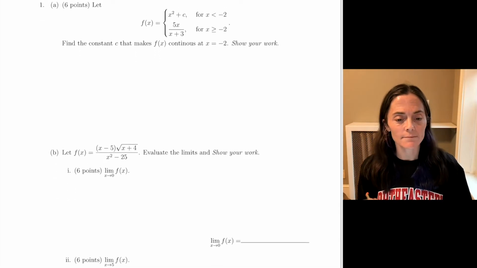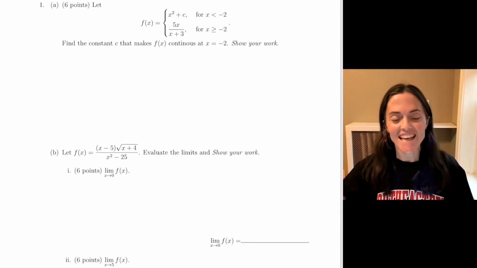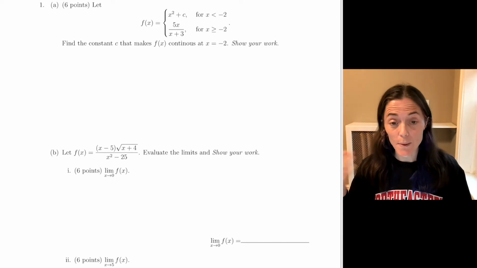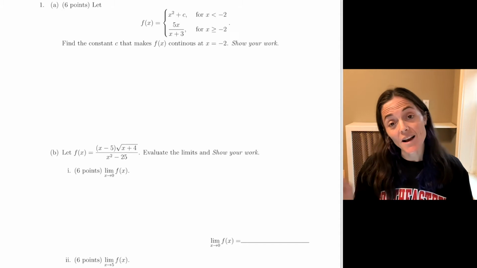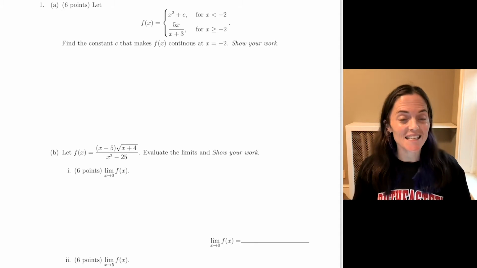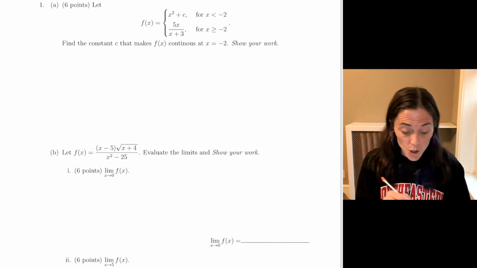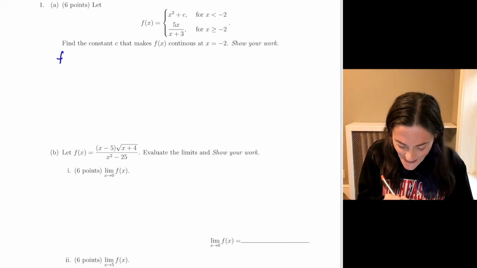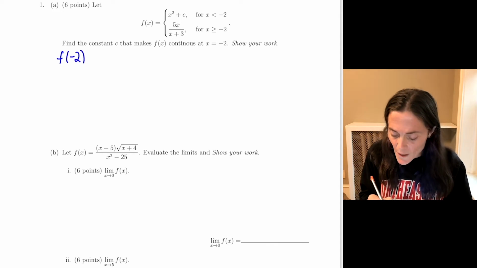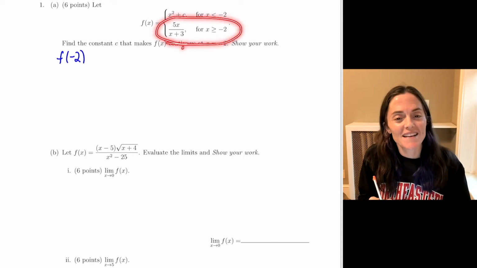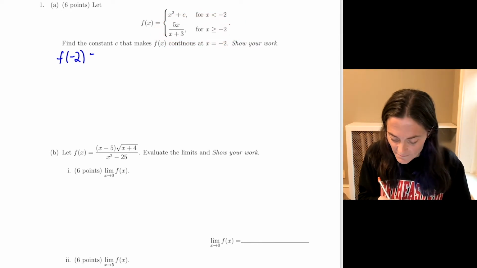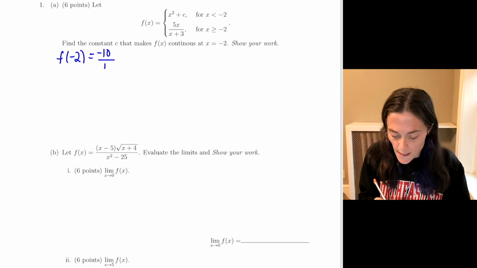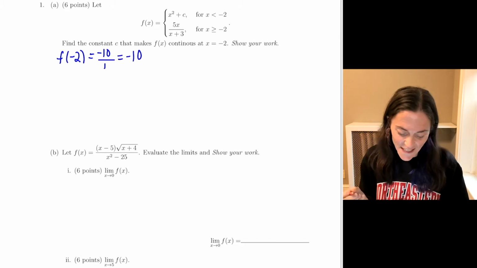The first question has a part about continuity and then two parts involving limits. Well, in 1a, we have a piecewise defined function. We want to find the constant c that makes this function continuous at -2. Show our work. Okay, first of all, what is f of -2? Well, that is here, this part of the function definition. We have -10 divided by -2 plus 3, which is -10/1, or -10.